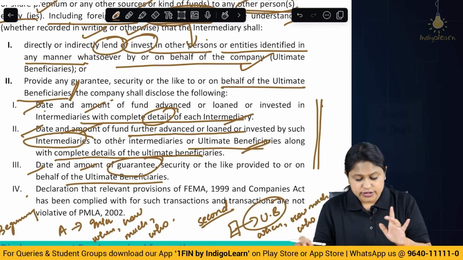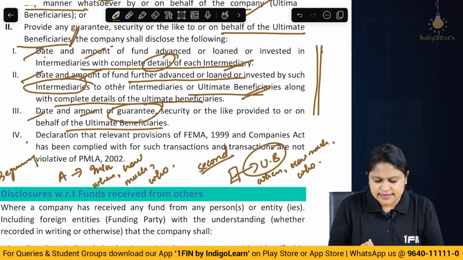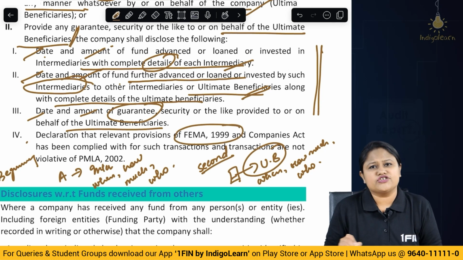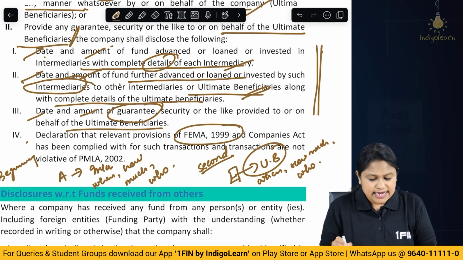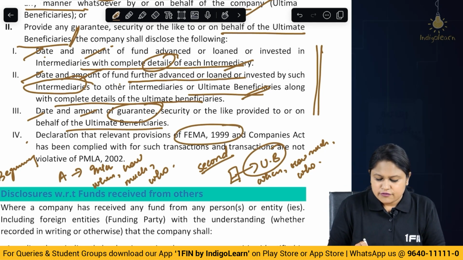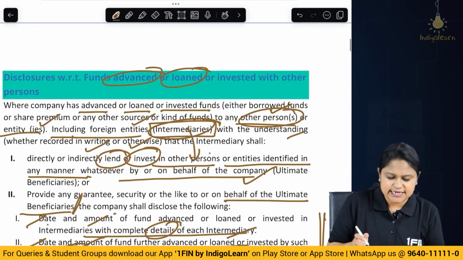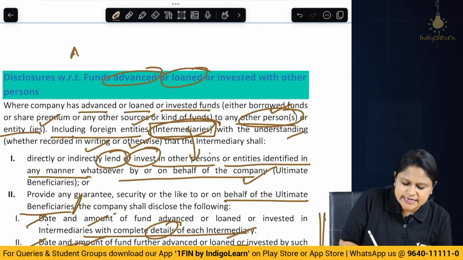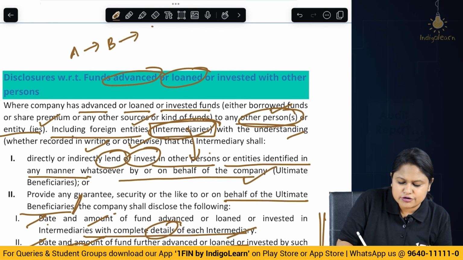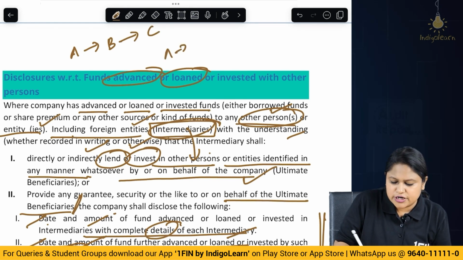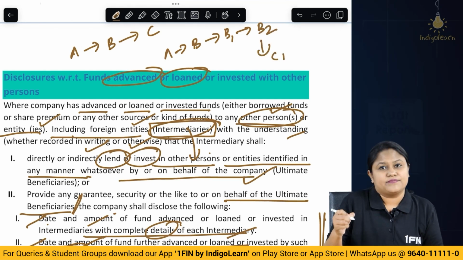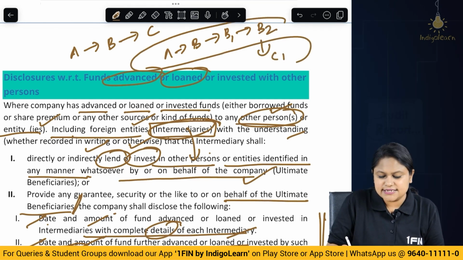FEMA, correct? So there you have to mention a declaration that the relevant provisions of FEMA, Foreign Exchange Management Act 1999, and the Companies Act have been complied with for such transaction. And very important, understand what we are doing. From one company it is going on to another, from that to another, or from A it is going to B, there is another intermediary, maybe B1, another intermediary B2, then it is going to C. So you can see it is going through so many hands.